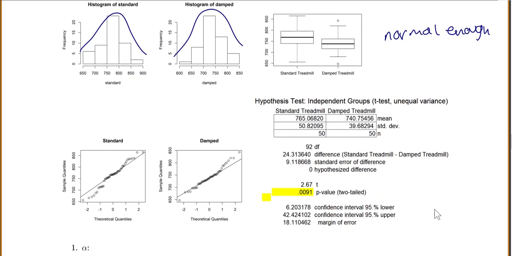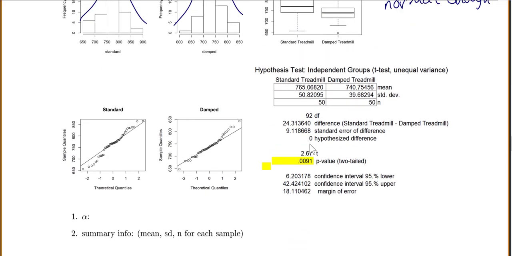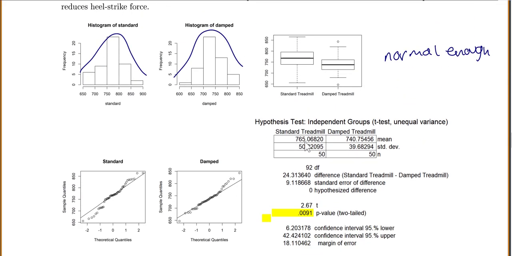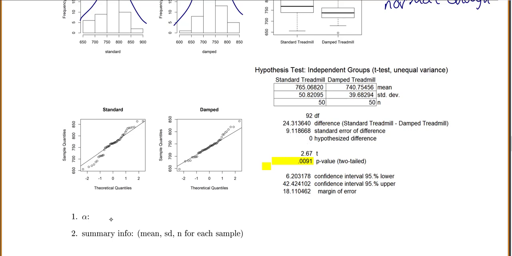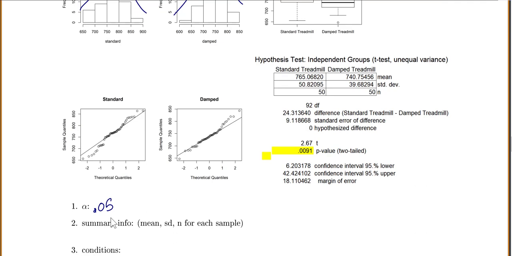You'll also notice I gave you all of this computer output. Notice it was doing a t-test for two independent groups with unequal variance. We have our summary information for our standard and damped treadmills. So let's go through and fill everything out. I didn't tell you alpha, so let's choose alpha equals 0.05. Then I want you to write down the summary info.